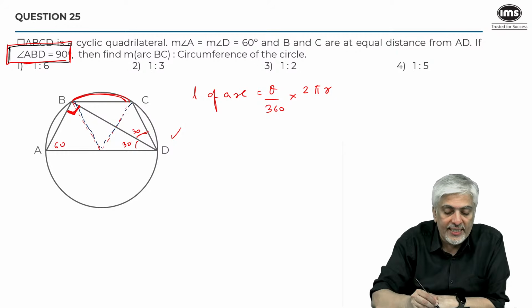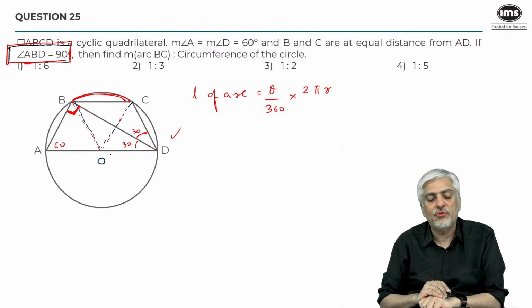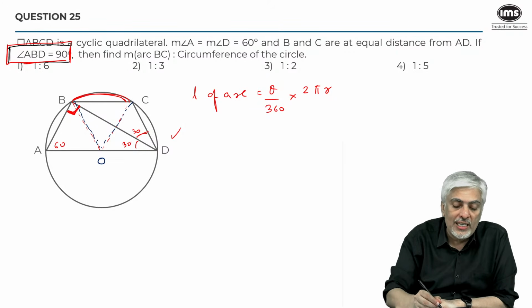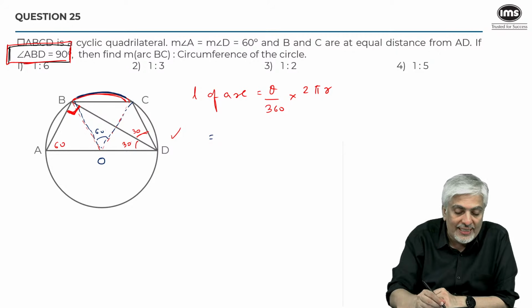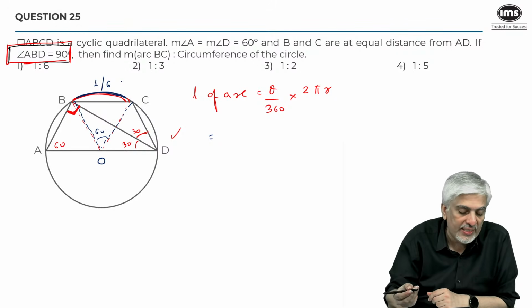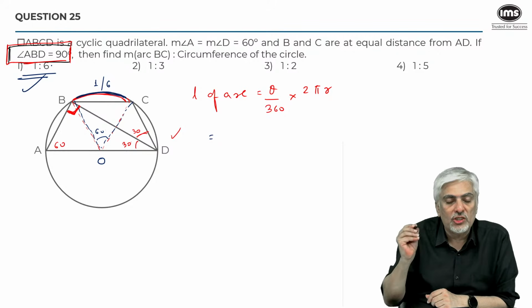All this is not needed. I'll explain a shortcut directly, so pay attention. But first, let's finish this. How much will be angle BOC? It will be 60 degrees. So the length of the arc will be theta upon 360. That means this part will be 1/6, and that itself is the answer. So the answer is the first option.